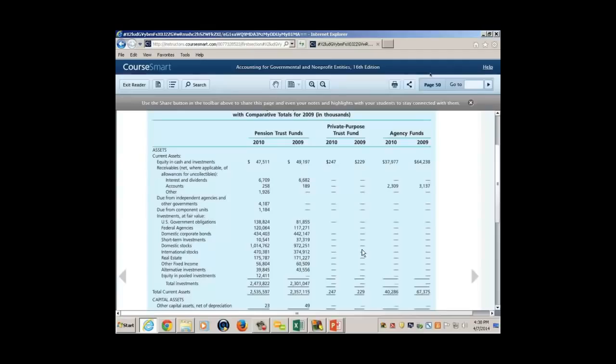And where does all the big money reside in fiduciary funds? In the pension trust funds. That's where all the big money resides. And where does the least amount fall? Private purpose trust funds and agency funds, which we'll talk about. So this was an example I wanted to show you.